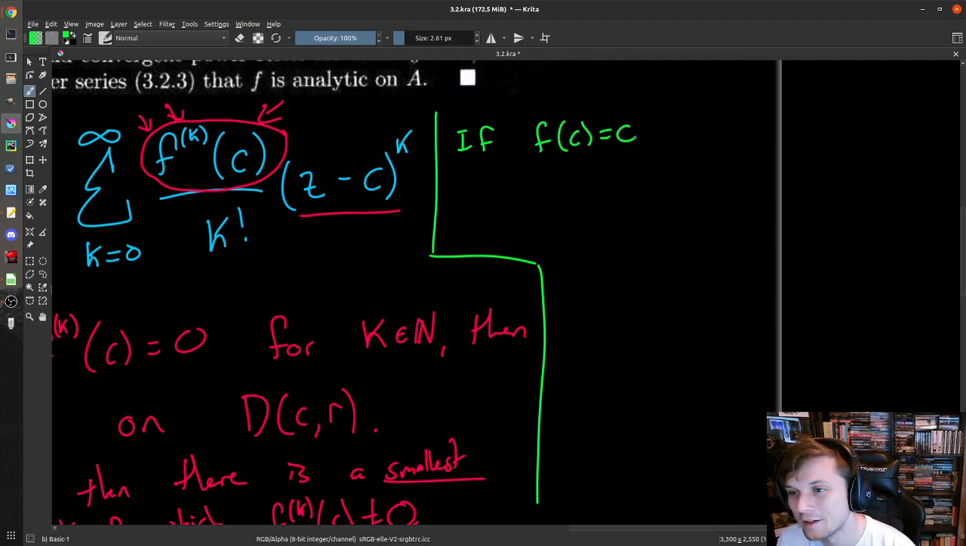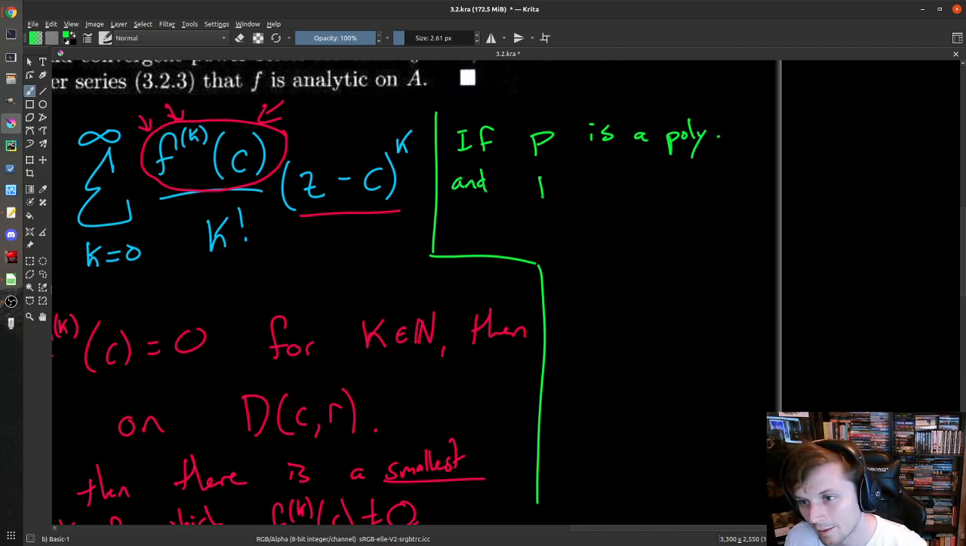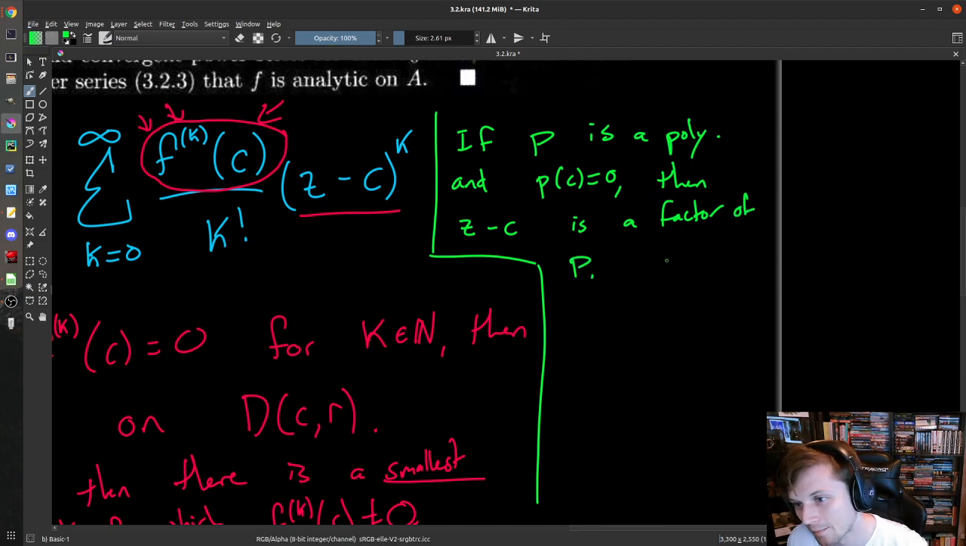If f of c equals 0, or I'll even write it like this. If you have a polynomial, if p is a polynomial and p of c equals 0, then z minus c is a factor of p. If you have a polynomial and you plug in a value and you get 0, then z minus c is a factor, assuming the polynomial is a polynomial in z, of course.